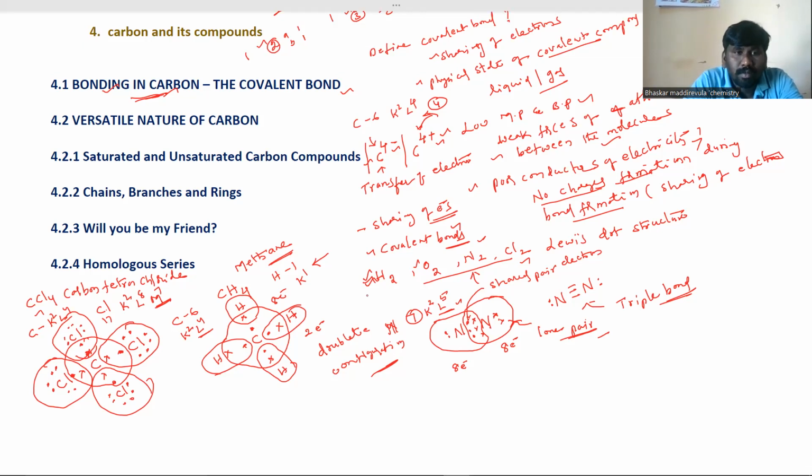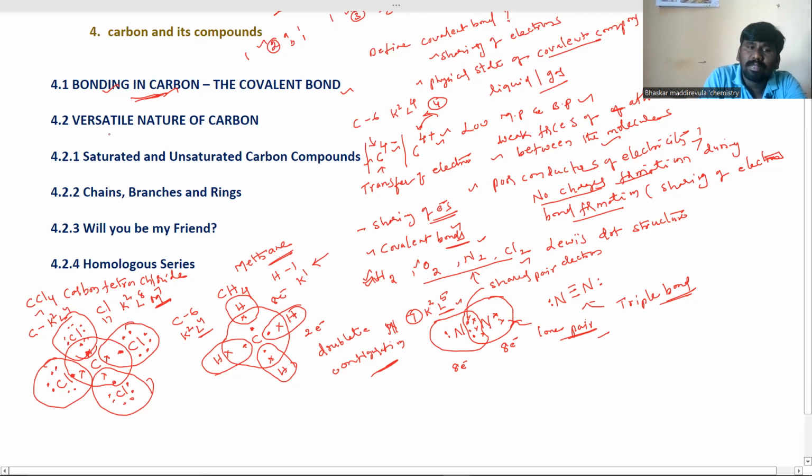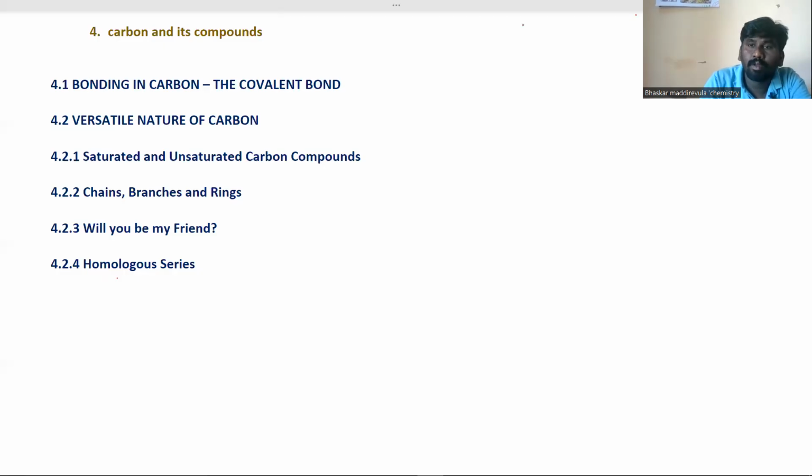Now next we'll see what type of questions we will get from the second topic, that is the unique nature of carbon. What do you mean by unique nature? Out of the around 180 elements in the periodic table, carbon has special properties.